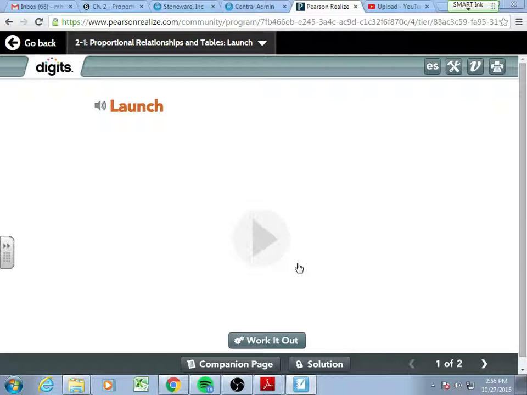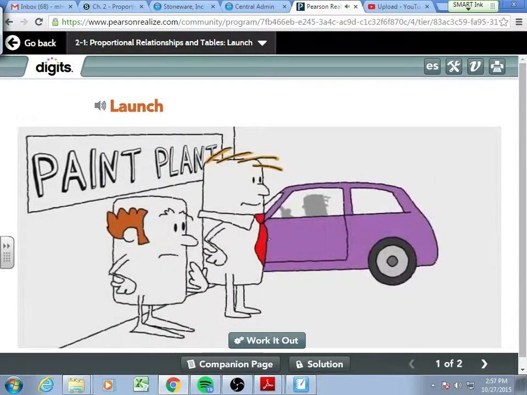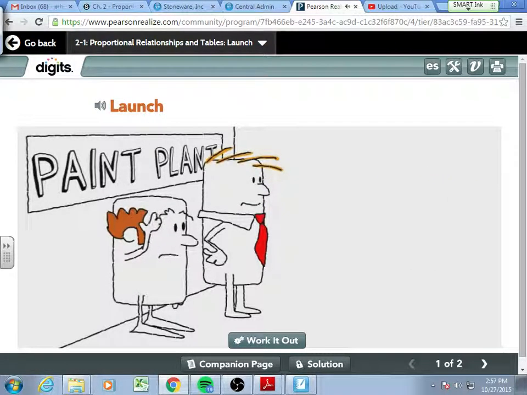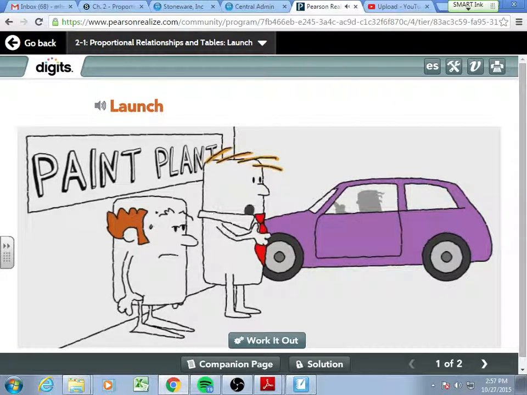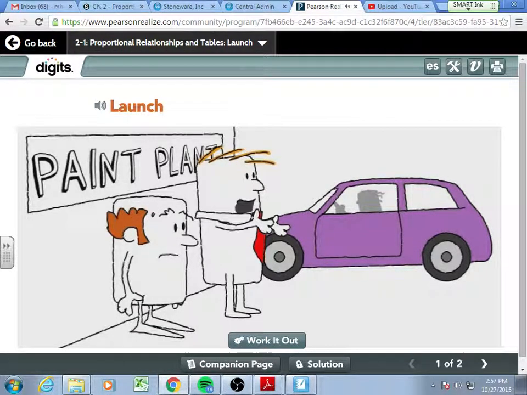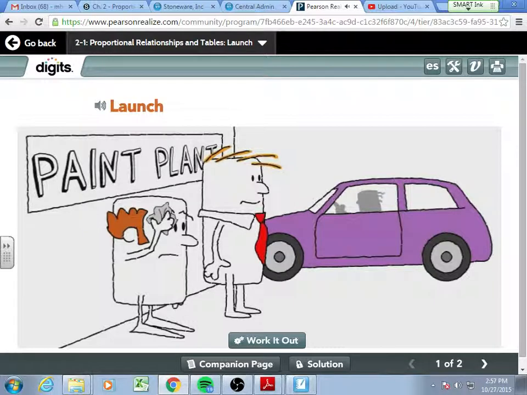So what does it mean for two things to be proportional? Here we've got an example with a carbon. Very fitting that I'm in purple today. Wow, our powerful purple paint sure is popular. Yeah, I know. I'm getting all sorts of orders and I don't know what to do.